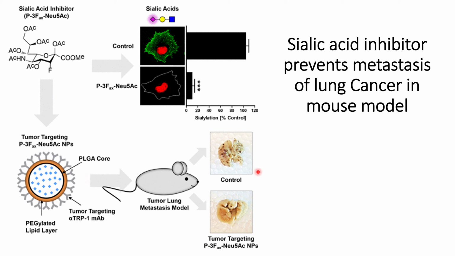And when this tumor targeting sialic acid inhibitor is injected into the mice model, they can see that in the case of the control where there is no sialic acid inhibitor, there is metastasis. Tumors can be found across different parts of the lungs, whereas in the case where this sialic acid inhibitor is injected, the condition of the lung is very healthy compared to the control case.